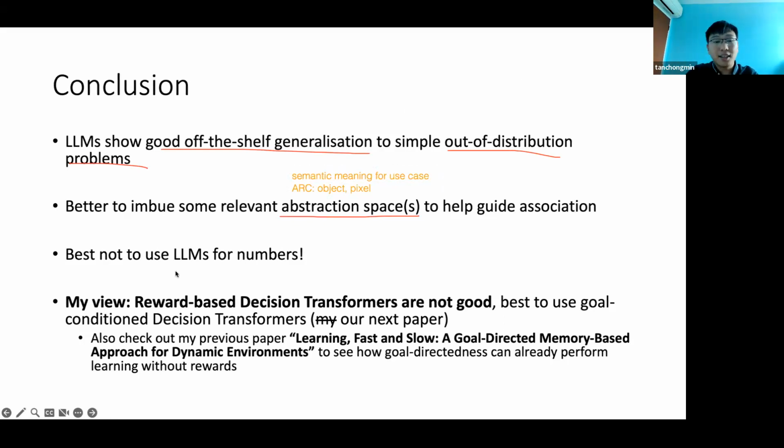With numbers, it's best not to use them directly. In my experience, it's best to work by categories, so you ask it to classify into certain bins. And the last point I have to make is that reward-based stuff is not that great. You should use goal-directedness instead. It learns way faster, and you can learn from any experiences. So I'm quite positive that this kind of thing will work.